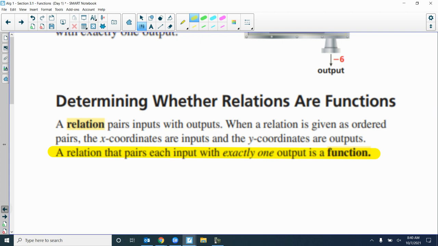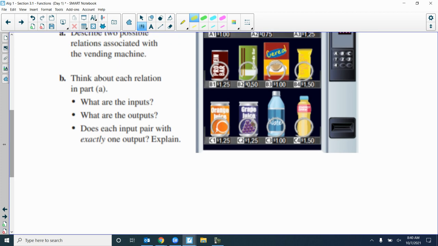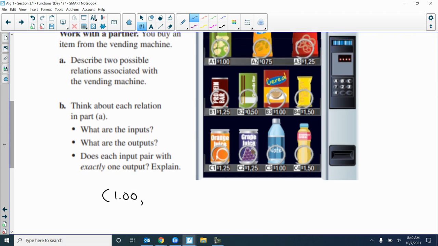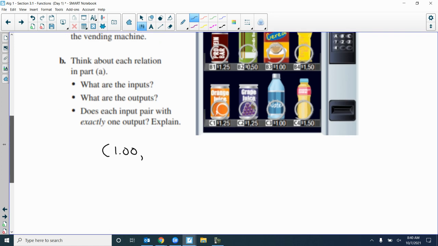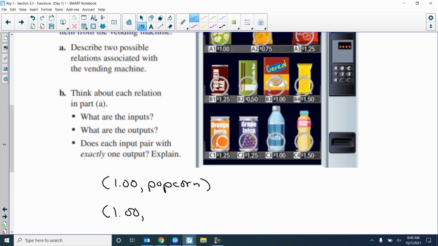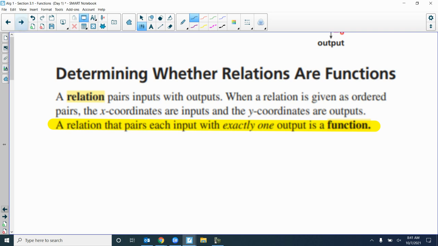Now let me go back for a second to our vending machine. The money is the input. If I put in $1, what can my output be from this vending machine? From the first row, I can get what? Popcorn. That would be my output. If I put in $1, can I get anything else out? I could get cereal. So right here, I got the same input. Do I get two different outputs? That would not be a function. The same input cannot go to two different outputs. Now we're going to be dealing with numbers. You can only go to exactly one output.